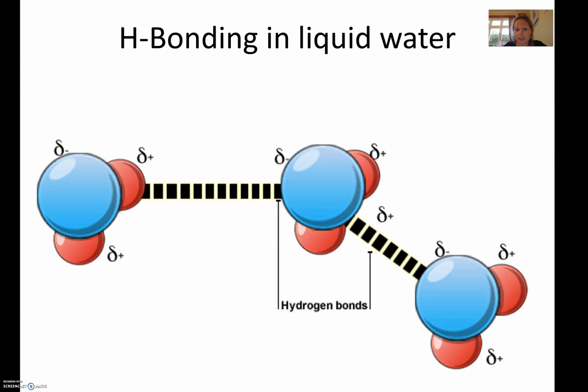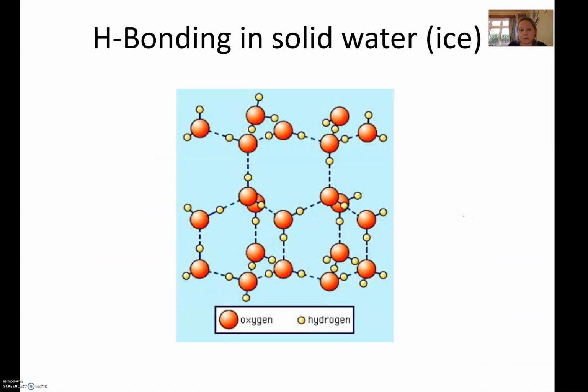So H bonding in liquid water. This is just to show you. So here's liquid water. You've got water molecules attracting just as we saw before. Interestingly, this is what the H bonding looks like in solid water, ice. And if you look here, you can see each water molecule is attracted to another water molecule, and it's in 3D, and you can see that it forms these hexagon shapes with massive gaps in the middle.